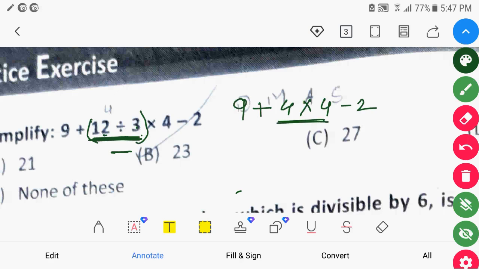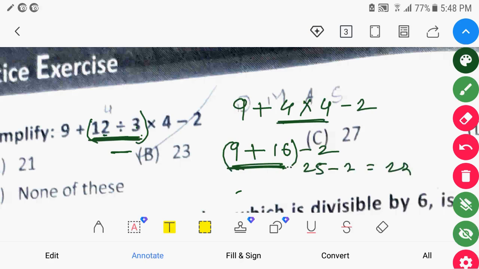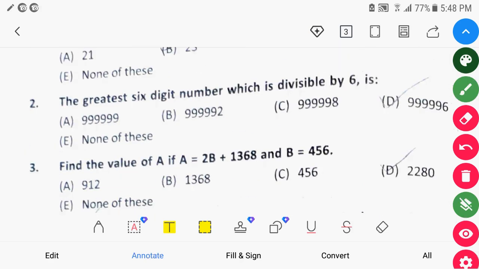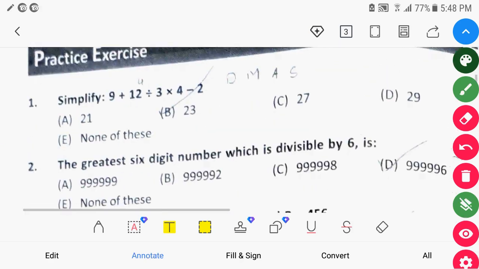Now I will do the multiplication first. So 9 as it is plus 16 minus 2. I am not going to subtract this 2 from 16 first; I will add 9 and 16 first and then subtract 2 from it. So 9 plus 16 is 25, minus 2 is 23. So 23 is our answer. So always division first, then multiplication, then addition and then subtraction.